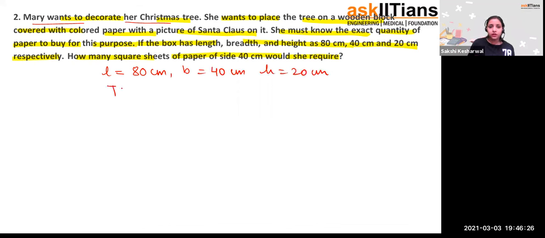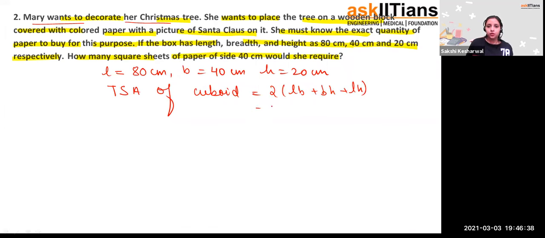So what will we be finding out? We're finding out the TSA of what? Cuboid, right? So the TSA of a cuboid is what? 2 times of LB plus BH plus LH, right? So this is equal to what? 2 times of 80 into 40 plus 40 into 20 plus LH is what? 20, 80 into 20, right?